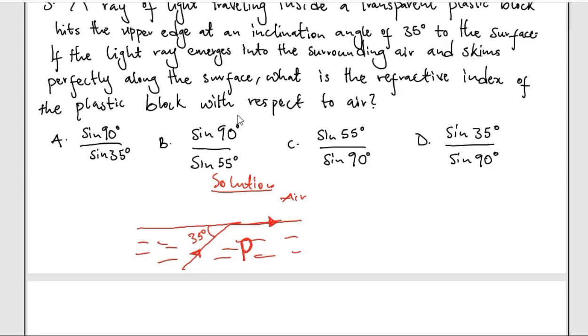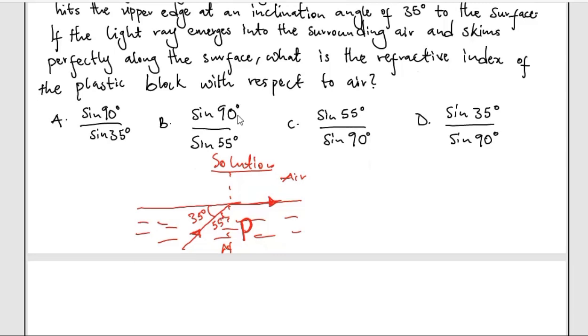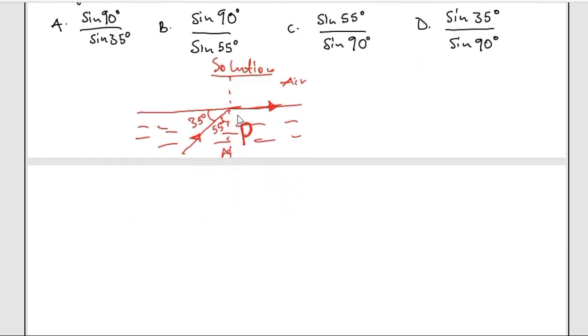So we draw our normal. This is our normal. So therefore this angle here is what? 90 minus 35, which is 55 degrees. So let's solve it. Using Snell's law, we have N1 sine theta 1 is equal to N2 sine theta 2. Let's call our N1 the refractive index of the plastic block, and sine theta 1 will now become what?